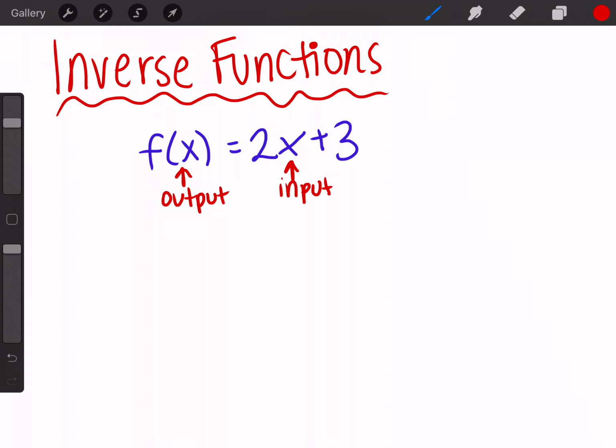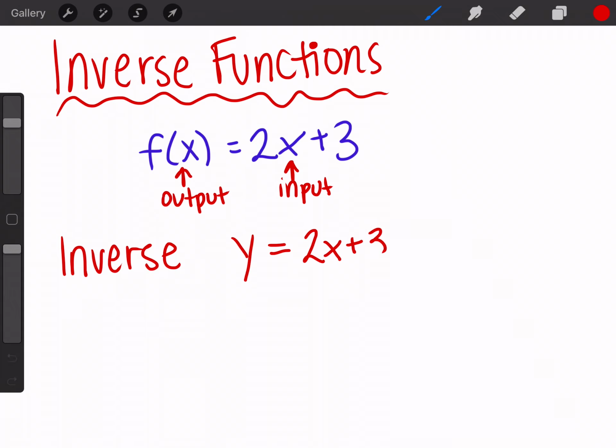All right, so what we're going to do, we're going to find our inverse. To do that, remember, f of x, what's that variable that we could replace f of x with? You're correct, y. So y equals 2x plus 3.